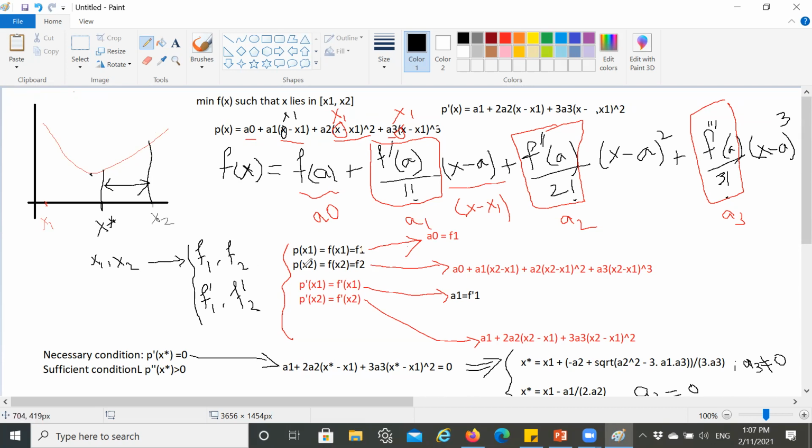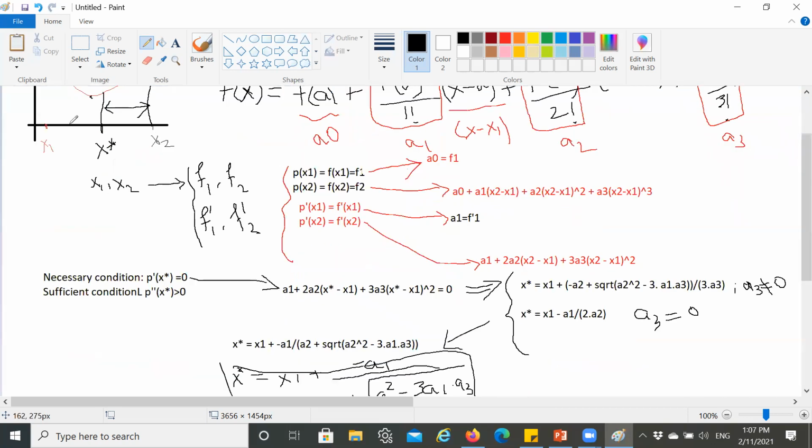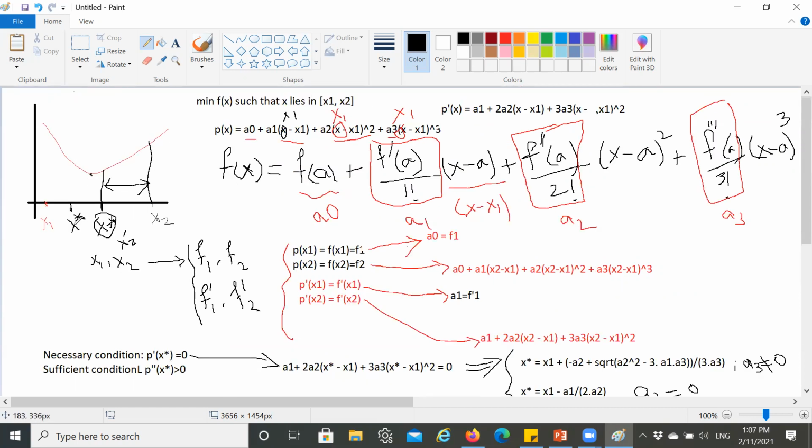You repeat this whole technique, okay? And then again, you'll find another new x star over here. So this x star would become your new x2, let's call it x2 prime. And then again, you repeat till you find a new x star between x1 and x2 prime, and you keep doing that till you get to a closer point. So every time you're reducing the interval till you get to the actual minimum point. Okay?